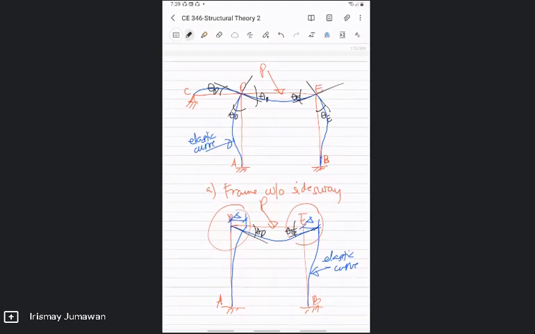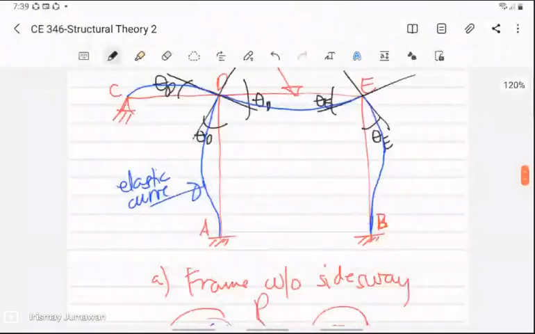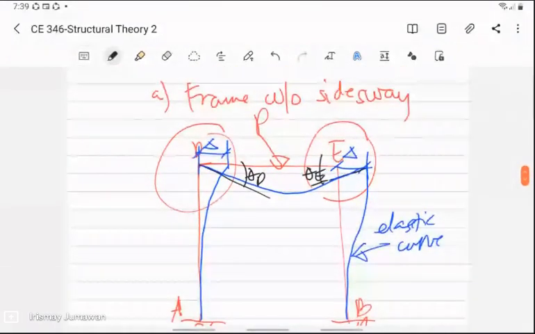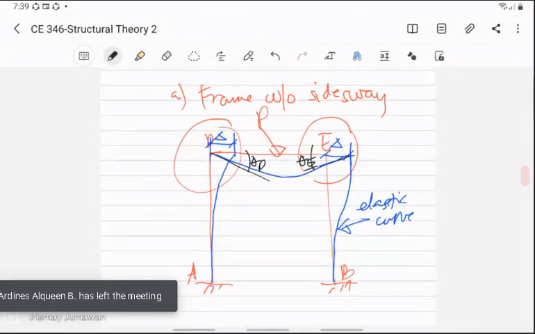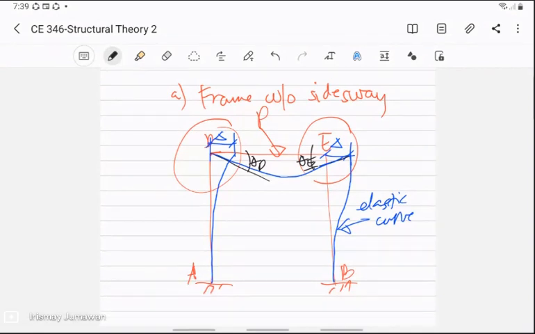Can you compute again the side sway degree of freedom for this? For this, how many joints? 1, 2, 3, 4. You have 4 joints. You have 0 roller. You have 0 hinge. You have 2 fixed supports. And you have 1, 2, 3 members. So what is the sway degree of freedom?